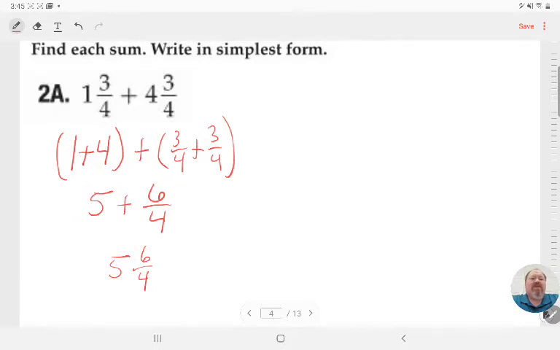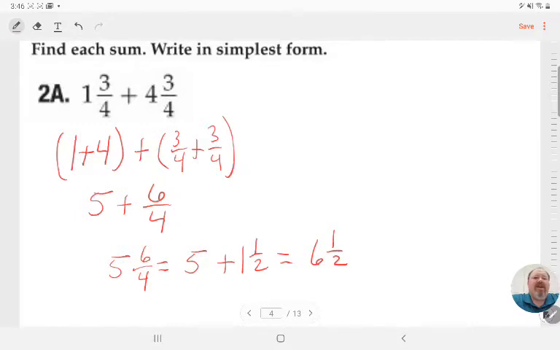And 6/4, we take a look at that, and we can actually change that to 1 1/2. So that would be 5 plus 1 1/2, which would give me 6 1/2.